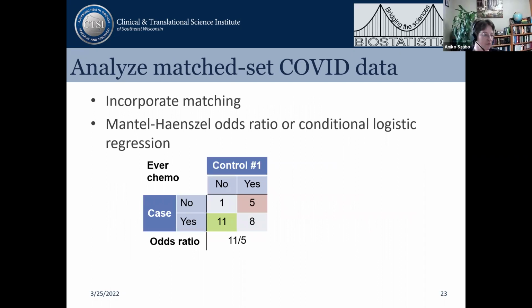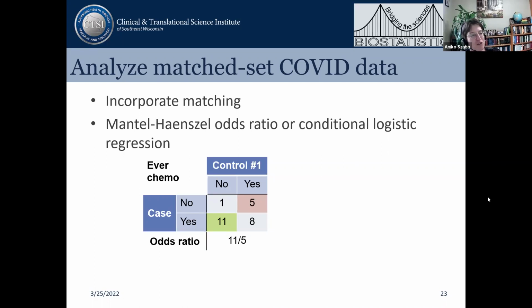For our example, this is such a nice example because everything is matched 1-to-3 exactly. So I can work through a little bit to give you ideas of where the numbers will come from. It's match set data, and we'll have to analyze it to incorporate the matching, especially because we multiply selected controls and reuse them.